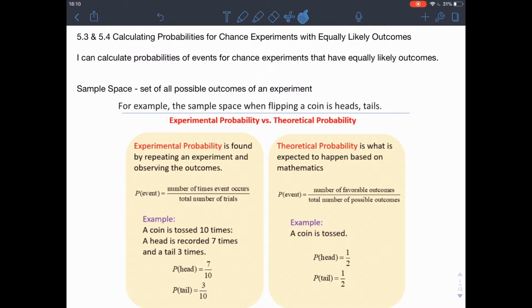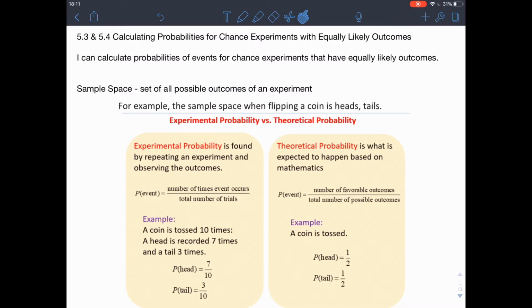In this lesson, we're going to be using the term sample space, which is a set of all the possible outcomes of an experiment. So if we were looking for the sample space of an experiment where we're flipping a coin, our sample space would be heads and tails, because those are the two possible outcomes.